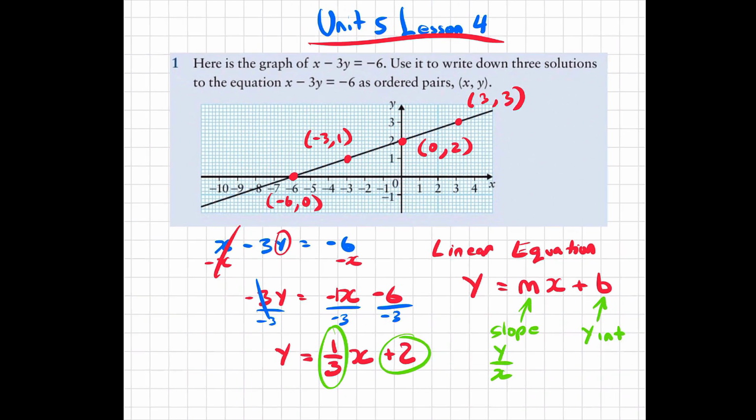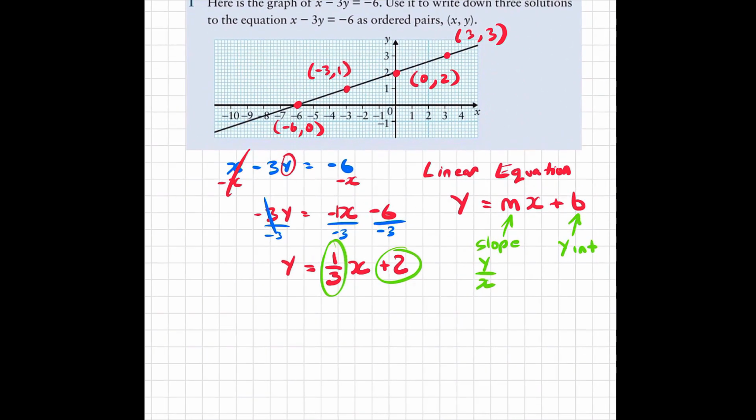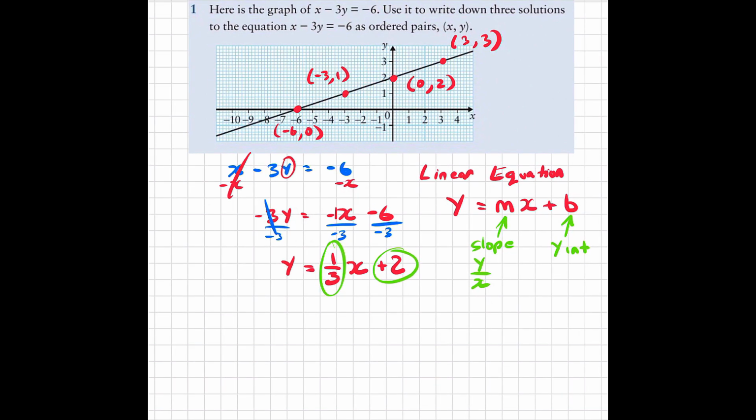Okay, so from this we can also create a table of values. I'm going to create a table of values over here, and the x is always on the left and the y is on the right. And what do we have so far? Well, I've got a negative 6 in the x, I've got a negative 3, I've got a 0, and I have a 3. So I should be able to fill in the other side just using my coordinate pair. So negative 6 was paired with 0, negative 3 with 1, 0 with 2, and 3 with 3.